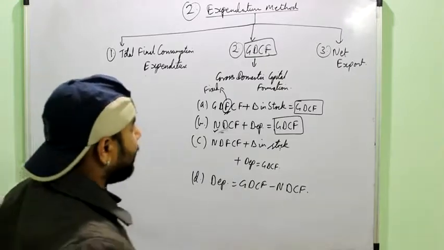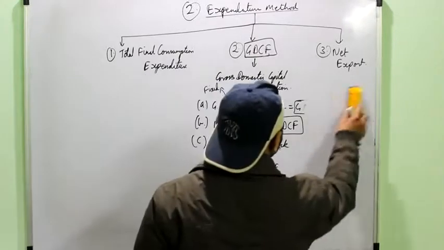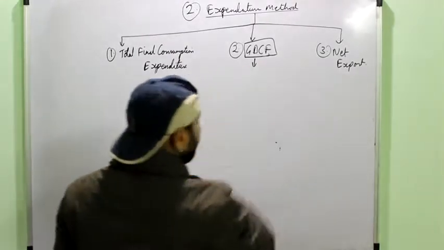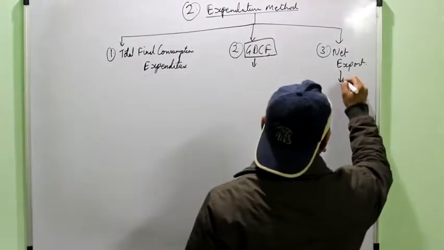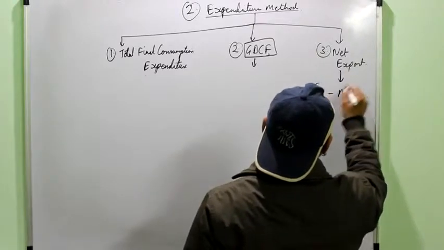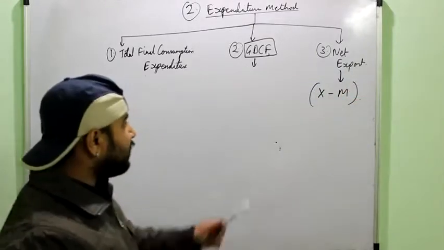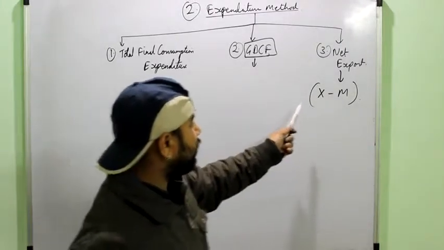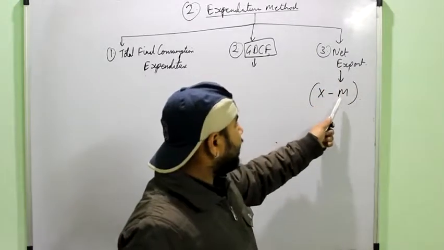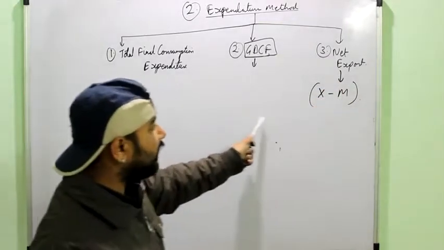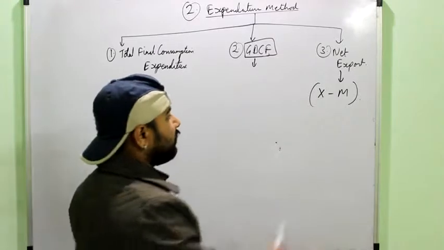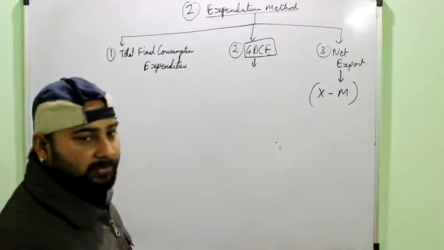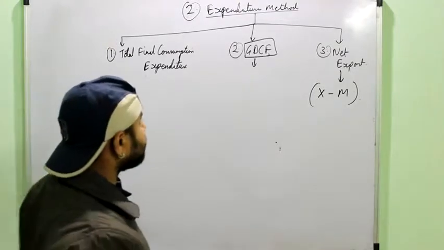Okay, then the third part is net export, that is the expenditure of the rest of the world, and it is equal to the value of export minus the value of import. Remember, X is the second alphabet of export, and in economics X always resembles export, and M is the second alphabet of import and it resembles import. So the value of net export is export minus import. It might be positive or negative.